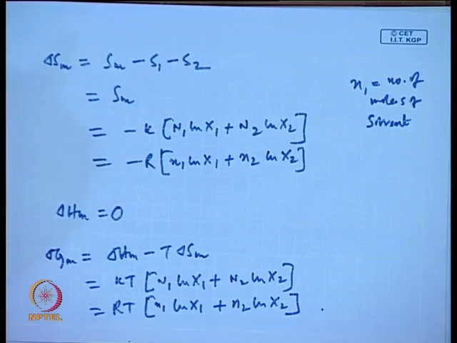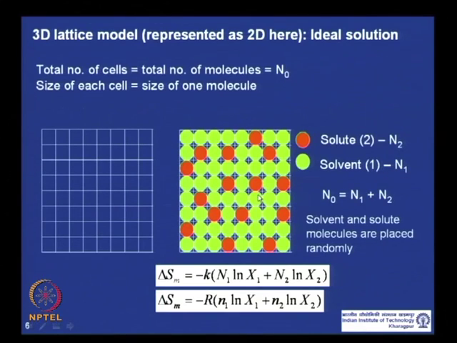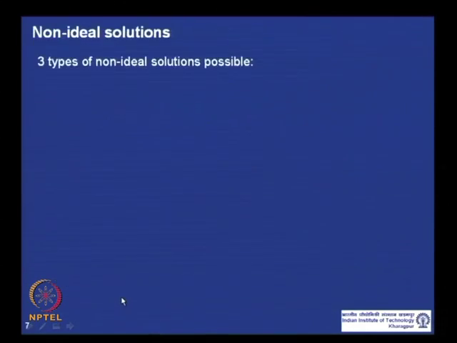So, we can write for this ideal solution, the entropy of mixing is given by this expression, and remember this is the same as we have seen from Raoult's law, which gives the expression of entropy of mixing and free energy for the ideal solution. Now, what about non-ideal solution?